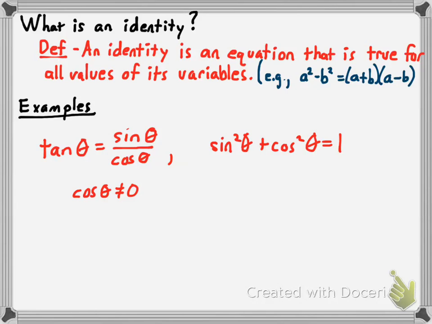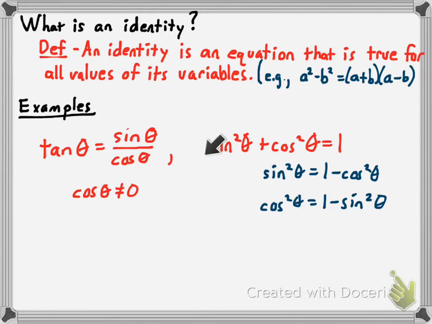Now, a couple of variations of that particular identity are going to be useful within this video, so I'm going to write them down. It follows easily from that identity that the sine squared of theta is always equal to 1 minus cosine squared of theta, or that cosine squared of theta is equal to 1 minus sine squared of theta. Again, we're going to use this particular set of identities within this video.